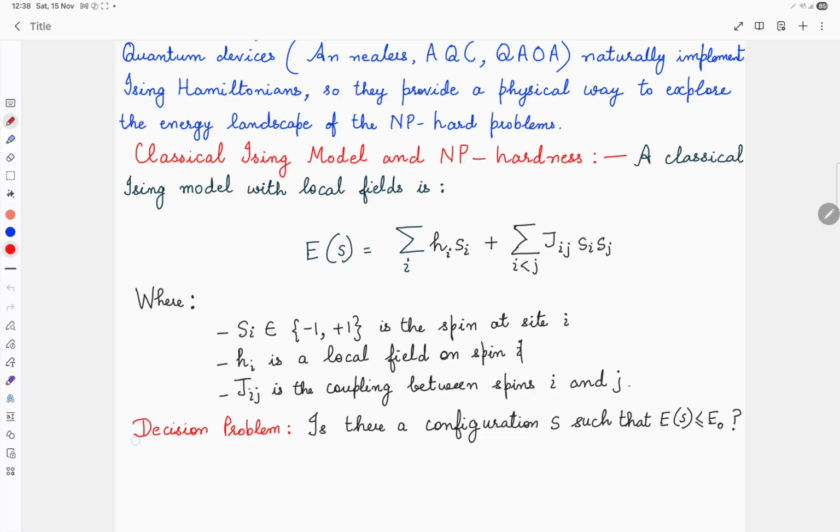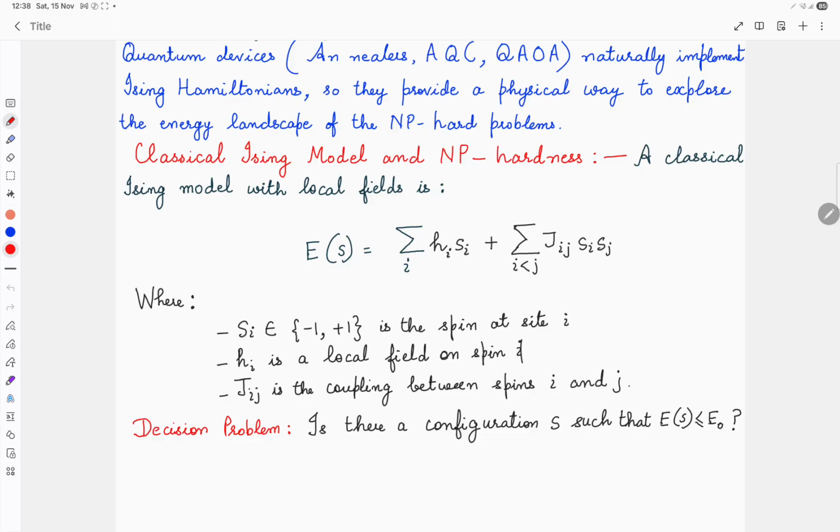Now, for this equation, what is the decision? It's a decision problem. Is there a configuration S? That means we have to look for a spin configuration S such that the energy of the overall Hamiltonian is less than or equal to the minimum energy of the system, that means the ground state. That's the problem at hand, and this type of problem exactly matches many computer science problems.